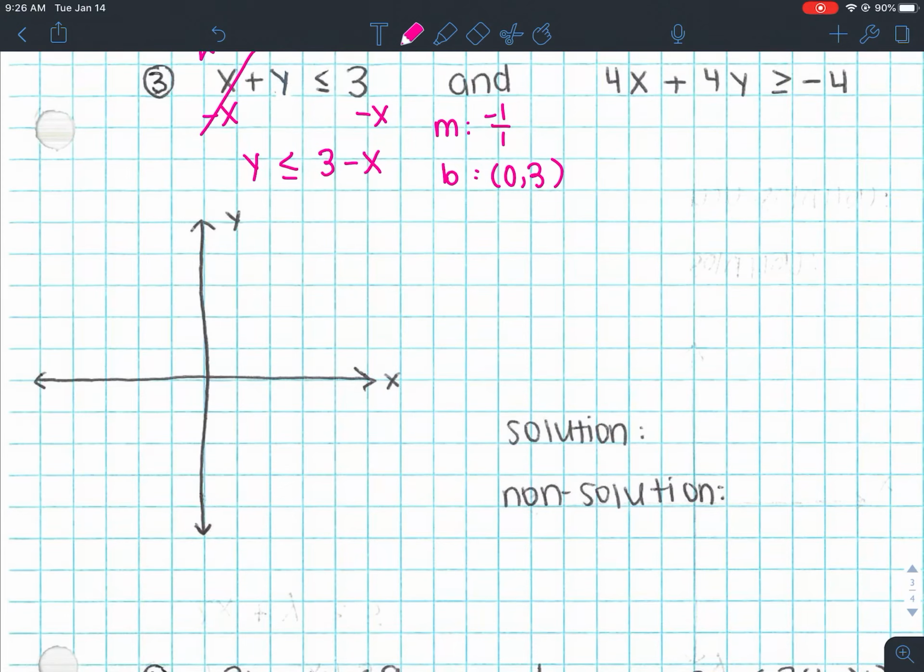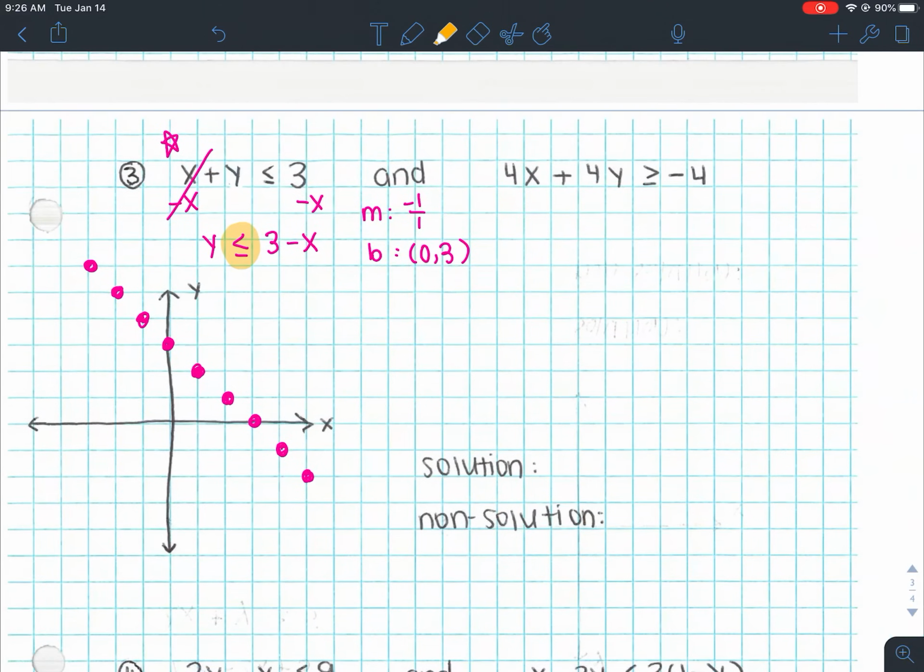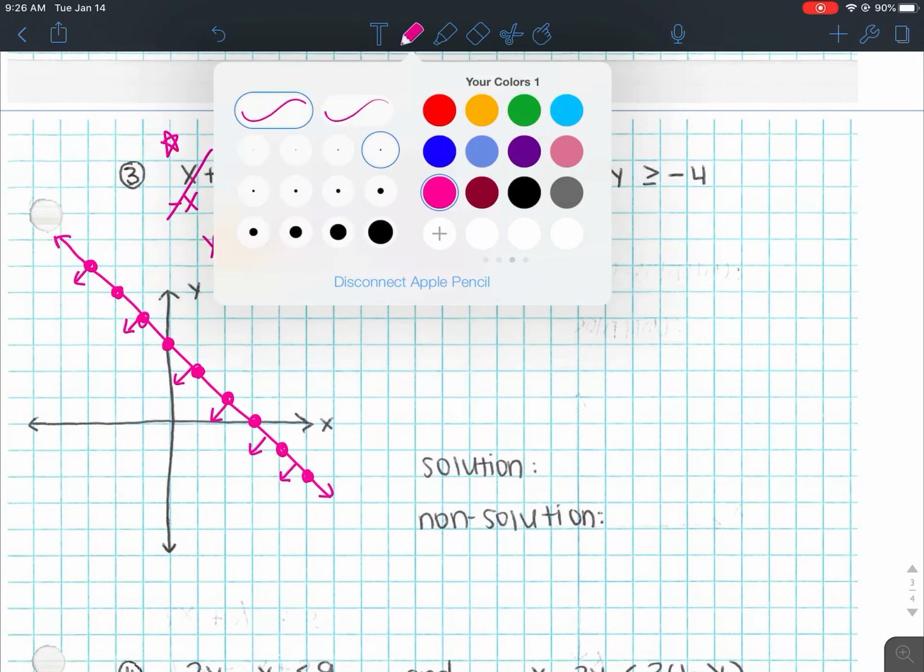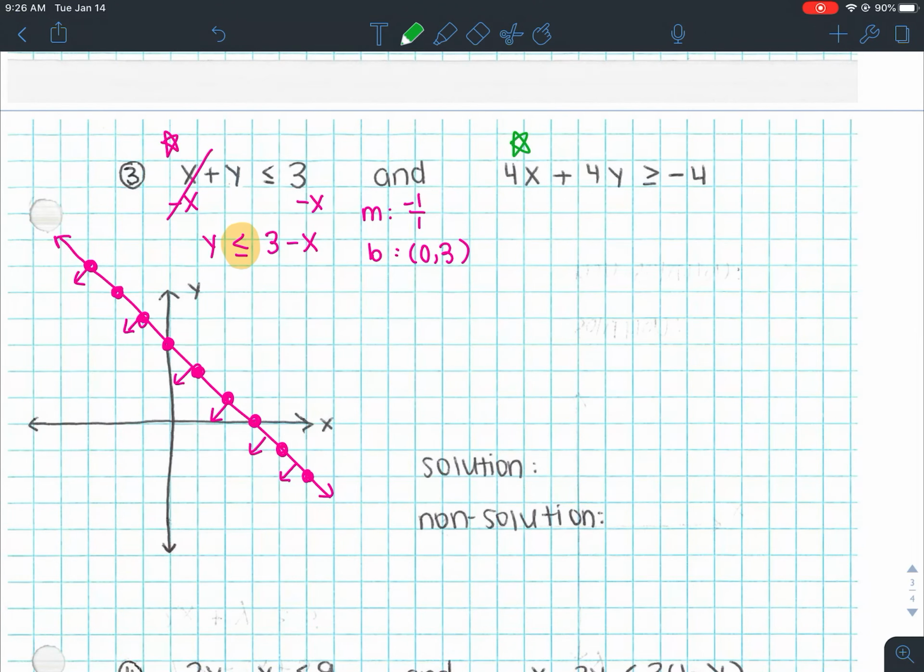So again, I'm going to deal with this inequality first before I move on to the second one. So this one is going to be positive 3, and my slope is down 1, to the right 1. So I have a negative line here because I have a negative slope. Okay, now I'm looking at my inequality sign. There is an equal to line, so it is going to be a solid line. And then it says less than or equal to, so less than means I shade below.